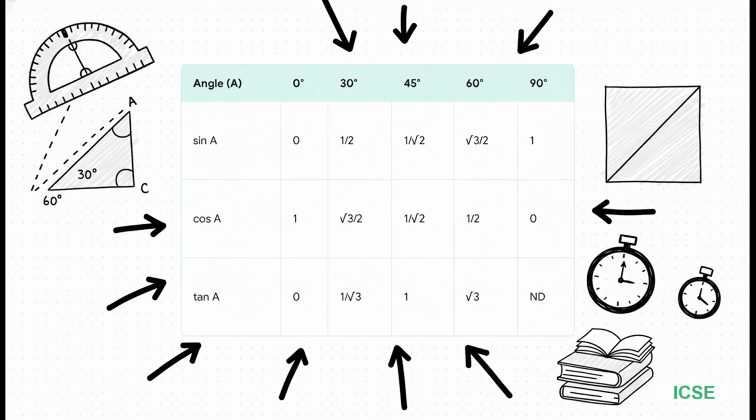And this table, this table is a massive time saver. Knowing the sine, cosine, and tangent for these standard angles, 0, 30, 45, 60, and 90 degrees, is going to be so incredibly helpful in your exam. Just memorize it. You'll thank me later.